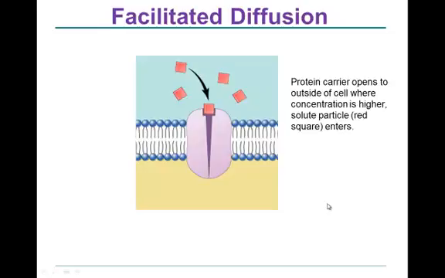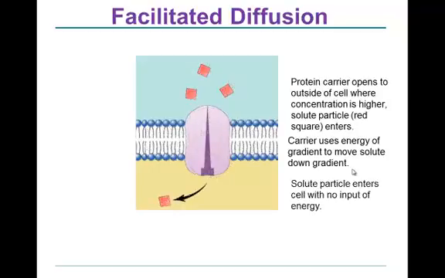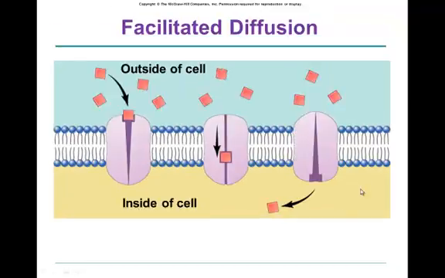The first step is the protein carrier opens to the outside of the cell where the concentration is higher, and a solute particle can then enter the protein carrier. The carrier uses the energy of the gradient to move the solute down the gradient. In other words, there's no input of energy, and so it is a passive process. The solute particle will then enter the cell with no net input of energy. This shows all of the steps at once, so you can see them.